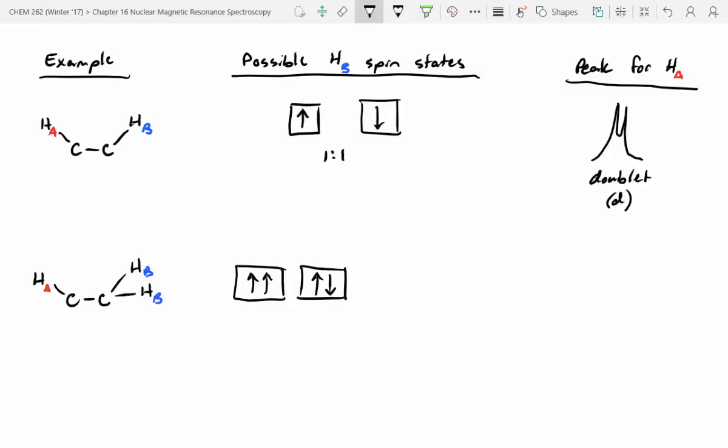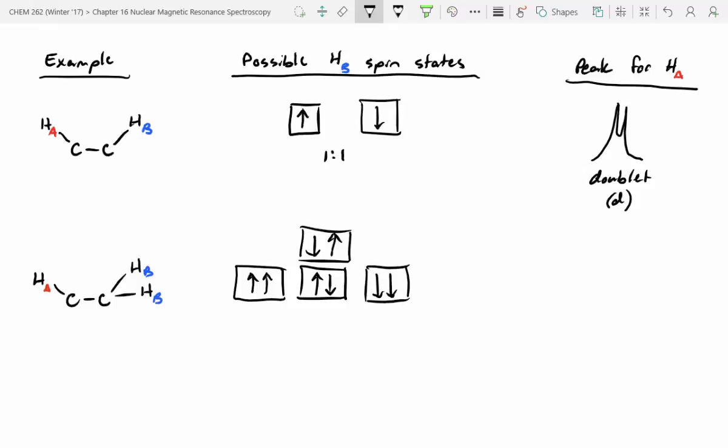Or it could be flipped. The one that was spin up could be spin down, and the one that was spin down could be spin up. But really the net impact of this is going to be the same, right? Because there is one spin up and one spin down in either situation. Or last but not least, both could be considered spin up. Or sorry, spin down. We already did spin up.